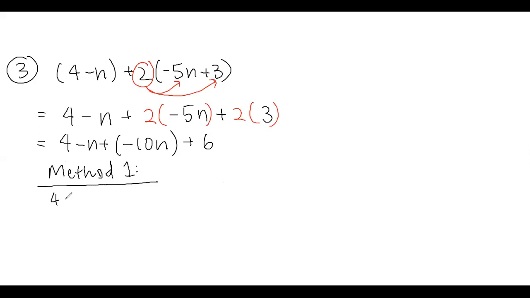I'm gonna rewrite everything. Okay, circling my like terms. Got constants here, and I've got variables. Whenever you see a minus, that's just like adding a negative. So you have to include that negative in there.